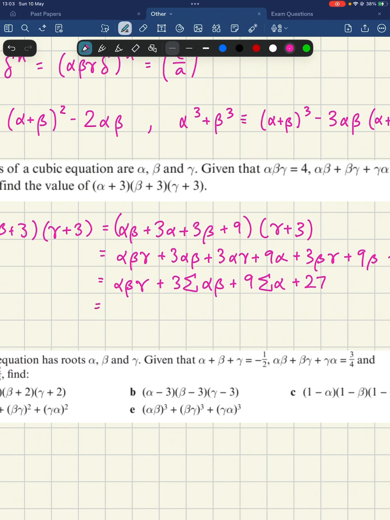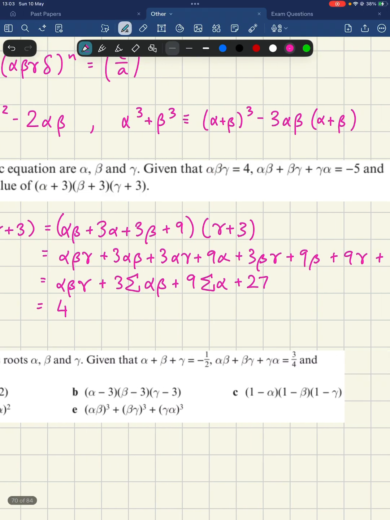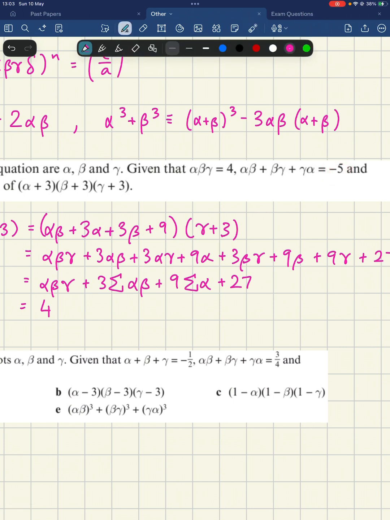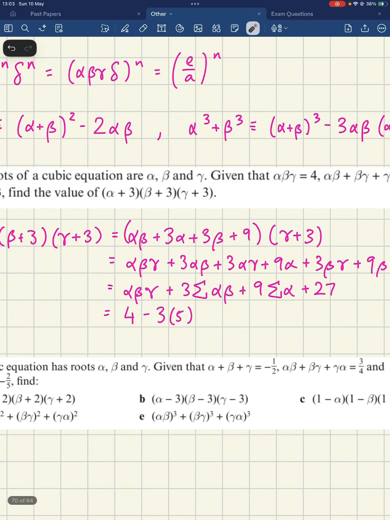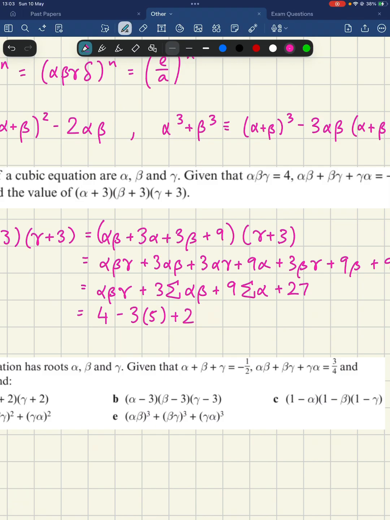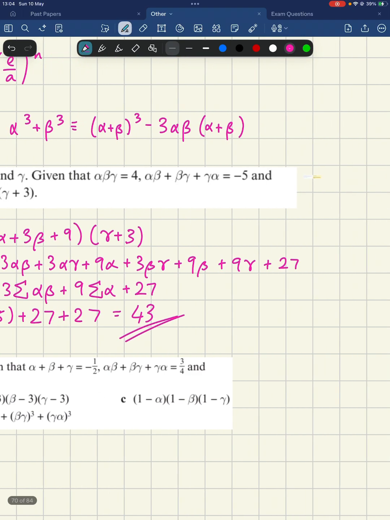Okay. We know that alpha beta gamma, they told us, is 4. So we're just going to get 4. And then the sum of the doubles was minus 5, multiplying it by 3, so we're going to get minus 3 lots of 5. Plus 9 lots of 3, which is 27. And then the plus 27 on the end. And working it out, this gives us 43. So the first question should be 43.